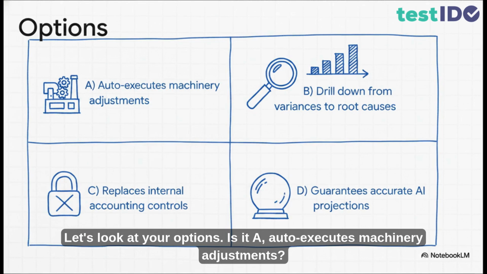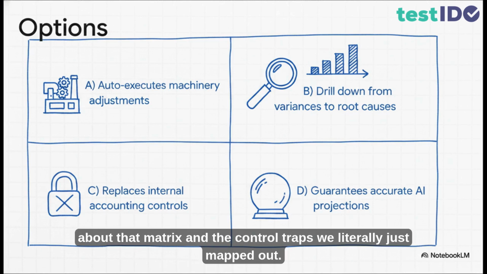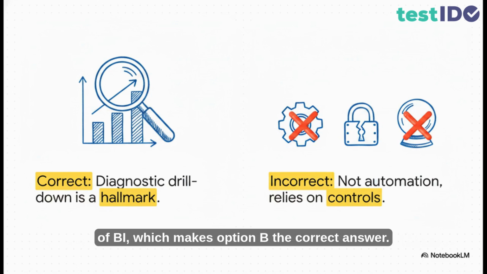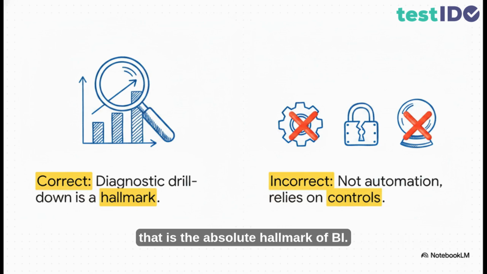Is it A, auto-executes machinery adjustments? B, drill down from variances to root causes? C, replaces internal accounting controls? Or D, guarantees accurate AI projections? Take a second. Think actively about that matrix and the control traps we literally just mapped out. So the crucial point here is understanding the true boundaries of BI, which makes option B the correct answer. Diagnostic drill-down capabilities for root cause analysis, that is the absolute hallmark of BI.